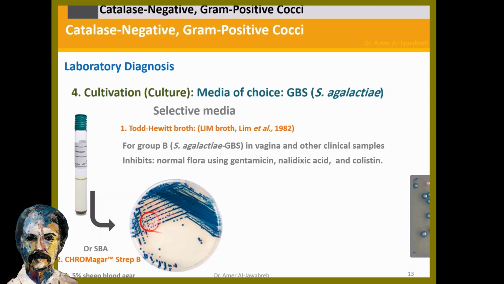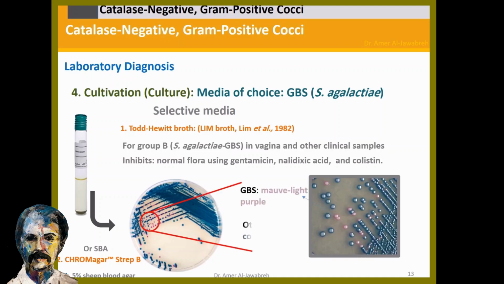This is for labs that are almost focusing on high vaginal swabs from ladies. That's how it looks. Mauve color, GBS, Group B Streptococcus. Light purple to mauve.